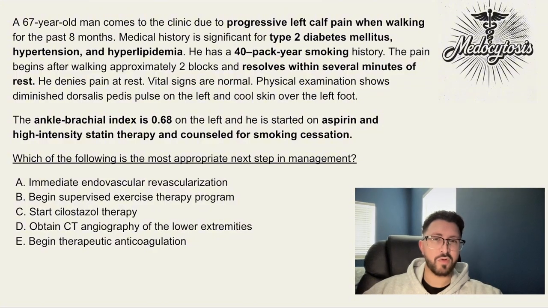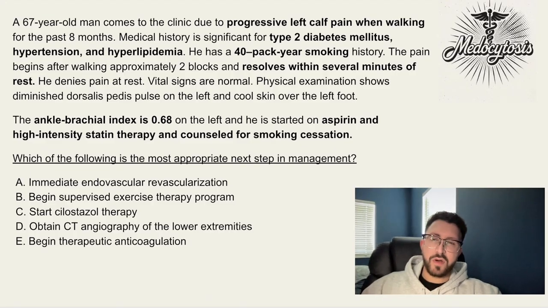His vital signs are normal. Physical examination shows diminished dorsalis pedis pulse on the left and cool skin over the left foot. The ankle brachial index is 0.68 on the left, and he is started on aspirin and high statin therapy, and he's counseled for smoking cessation. Which of the following is the most appropriate next step in management?